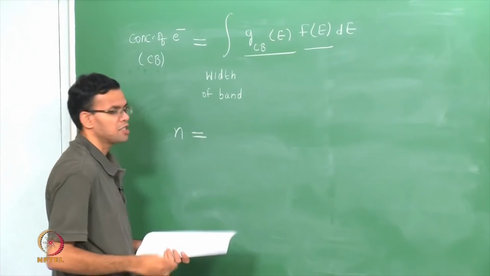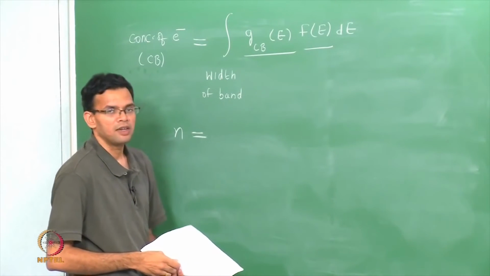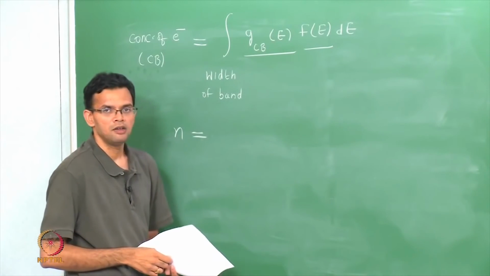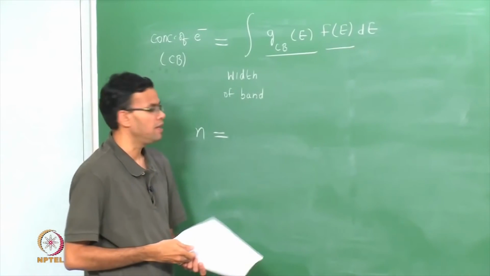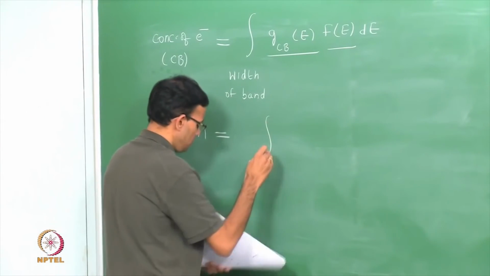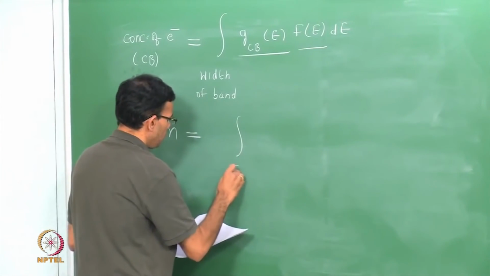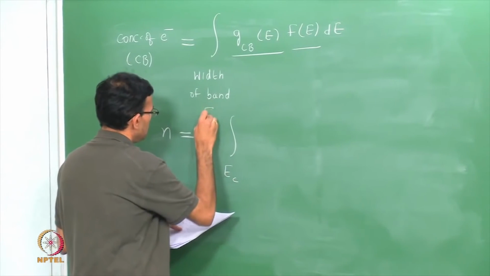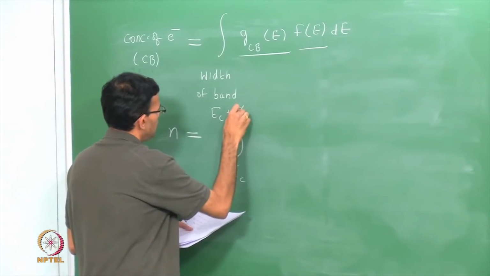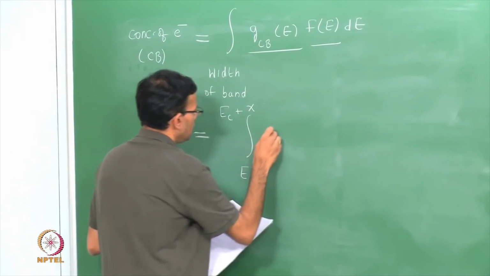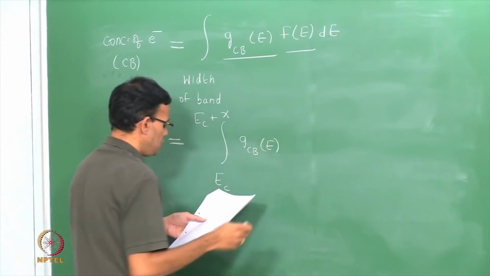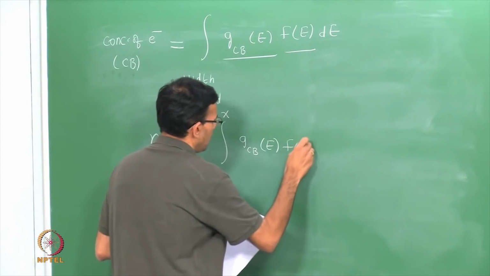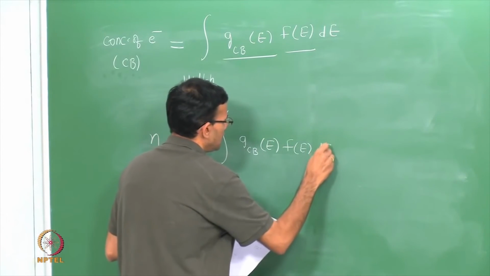If you look at a conduction band, the width of the conduction band we saw earlier goes from EC to EC plus chi, where chi is the electron affinity. So, it goes from EC to EC plus chi, of GCB, which is the density of states, times the Fermi function f of E, dE.